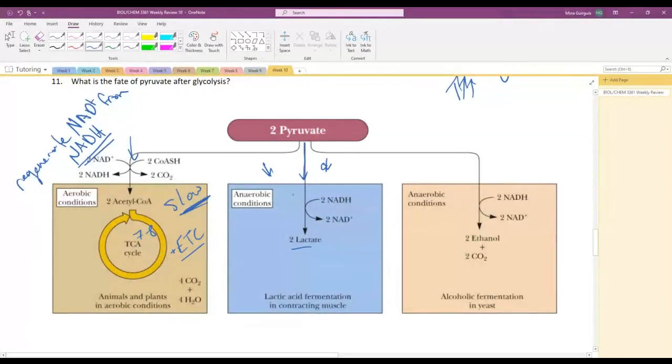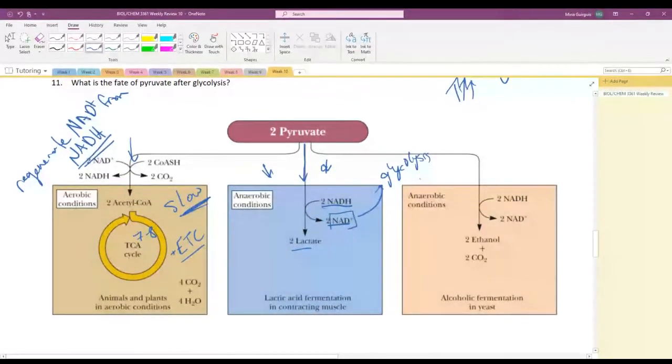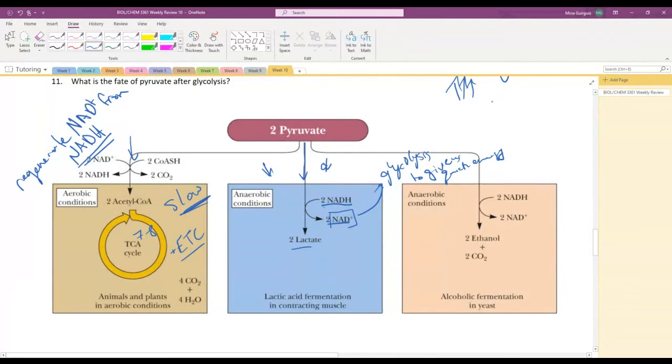I need something now. So lactic acid fermentation, or lactate generation, or lactate synthesis, whatever you call it, the primary goal of it is to give us more of this NAD+ that can go back into glycolysis to give us quick energy. Okay? That's why we eat carbs before a race, because we want quick energy from glycolysis.